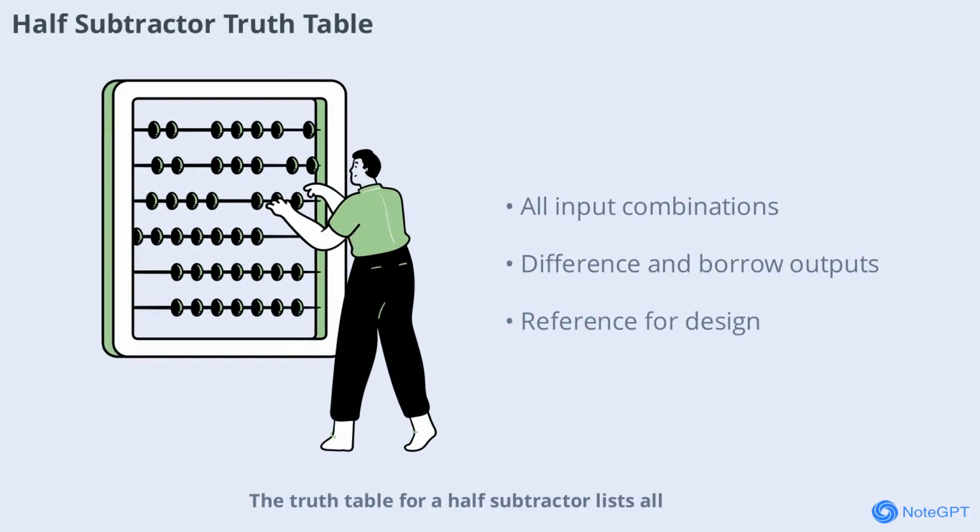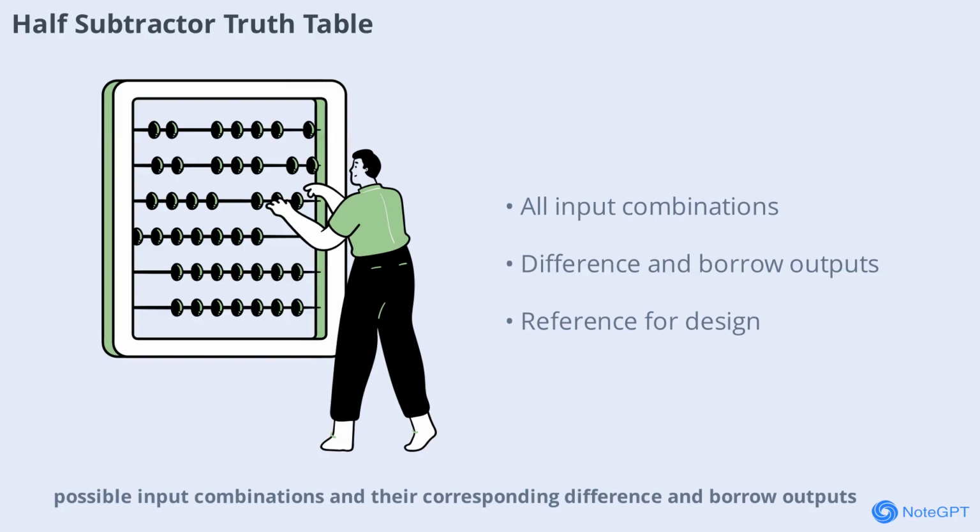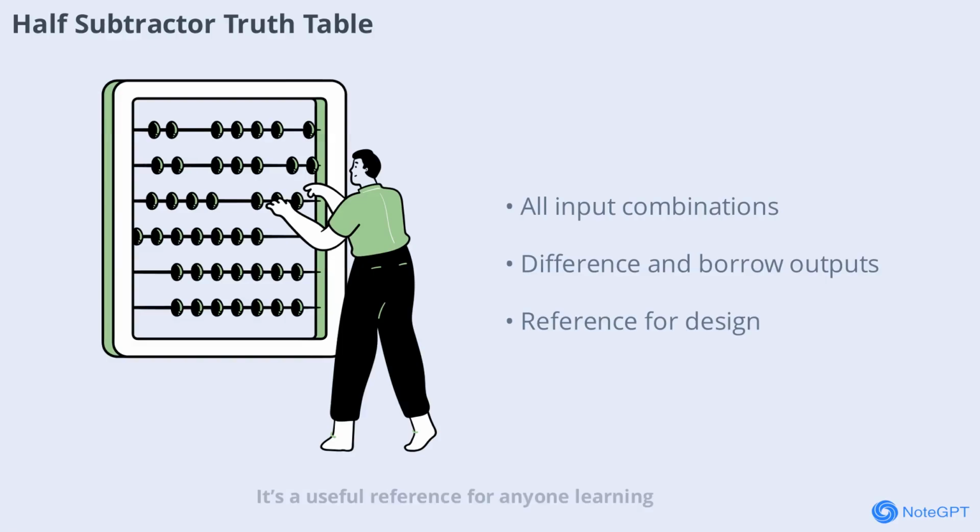The truth table for a half subtractor lists all possible input combinations and their corresponding difference and borrow outputs. This table helps visualize how the circuit handles each subtraction scenario. It's a useful reference for anyone learning about digital subtraction or designing basic arithmetic circuits.